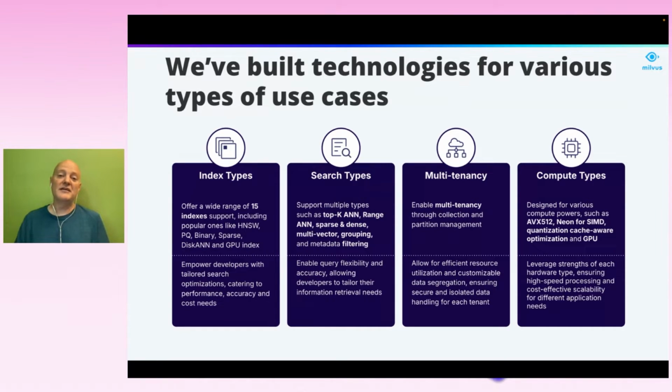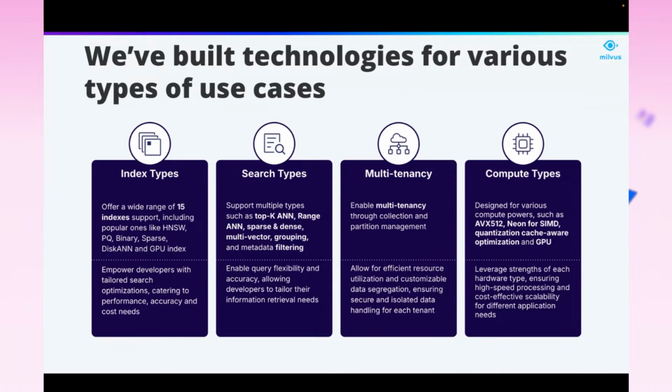There's a lot of different indexes out there for vector search, and we support a lot of them. Right now, it's over 15, and this is things that if you're looking up about vector databases, you'll see them, things like binary, sparse, disk-based ones, GPU-based indexes, ones that run in RAM, ones that run on different types of analytics of the data. Lots of options there.